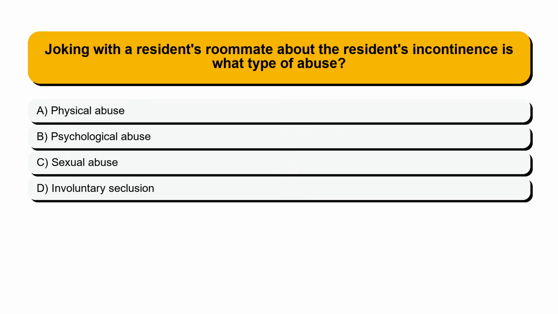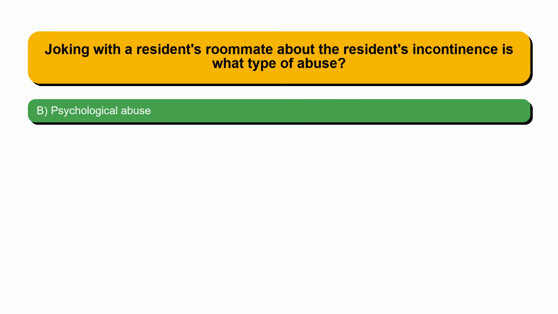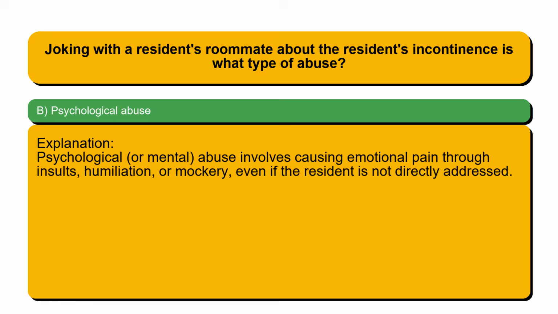Question 47. Joking with a resident's roommate about the resident's incontinence is what type of abuse? Option A. Physical abuse. Option B. Psychological abuse. Option C. Sexual abuse. Option D. Involuntary seclusion. The correct answer is option B. Psychological abuse.